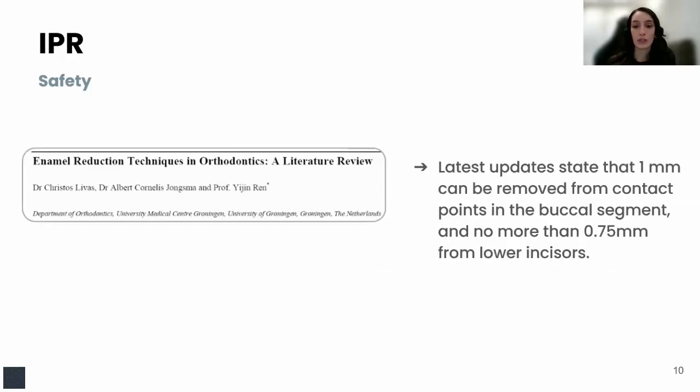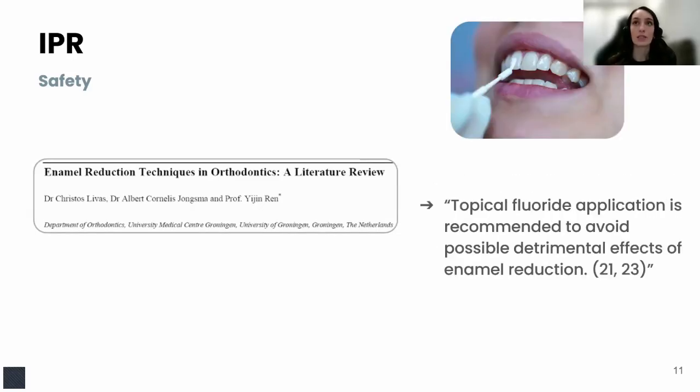Other updates or other research even state that we can remove up to 1 millimeter from contact points in the buccal segment and no more than 0.75 millimeters from lower incisors. So as you can see, there's some variety in research in regards to what is considered safe and what is not. Now, most clear aligner companies do not exceed 0.5 millimeters of IPR in contact areas. So again, as long as you are performing IPR correctly and being cautious, it's okay to perform it. And it's very important not to ignore it.